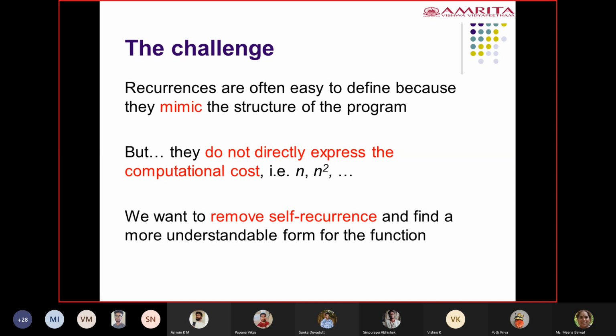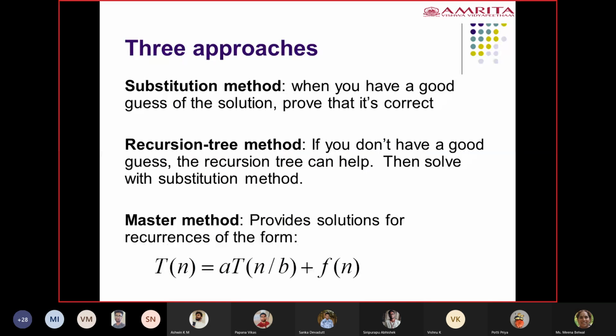We want to remove self-recurrence and find a more understandable form of the function. So the idea is that we remove self-recurrence and find a more understandable form of the function so that we can finally converge to the computational cost. That is the idea behind the recurrence. So there are 3 approaches for your recurrence relation. One is called the substitution method.